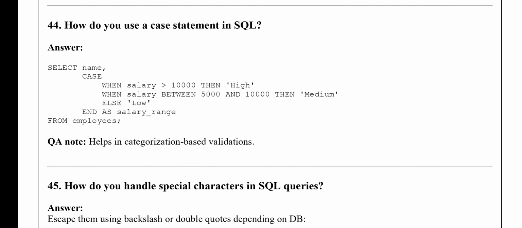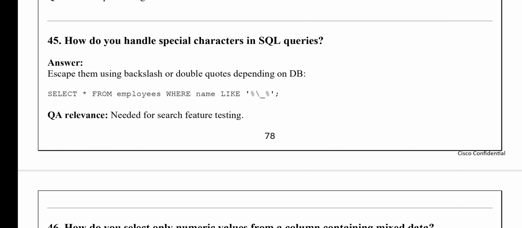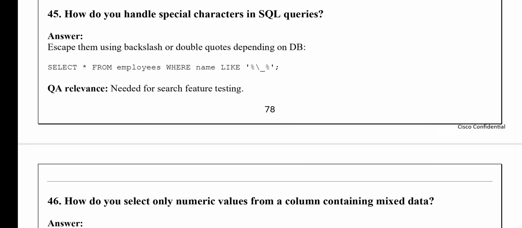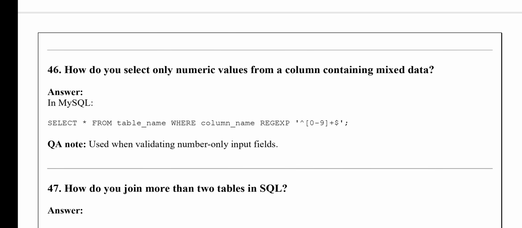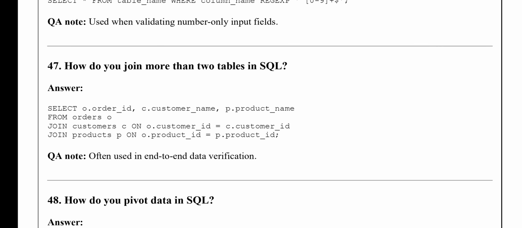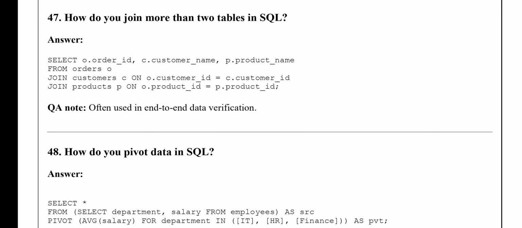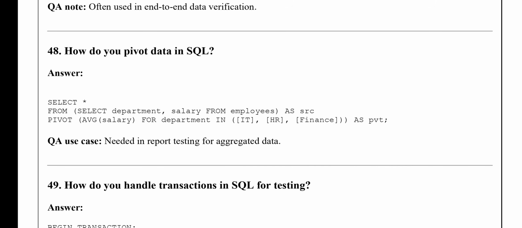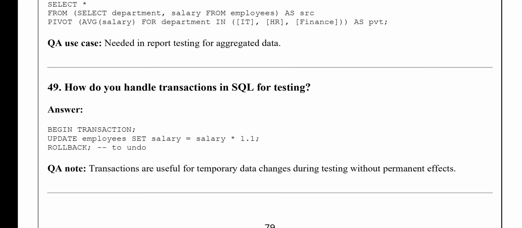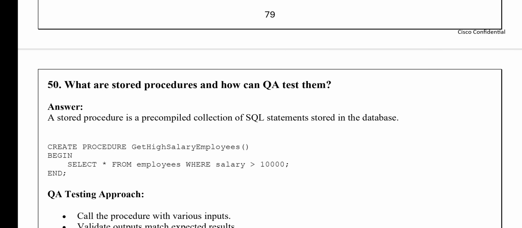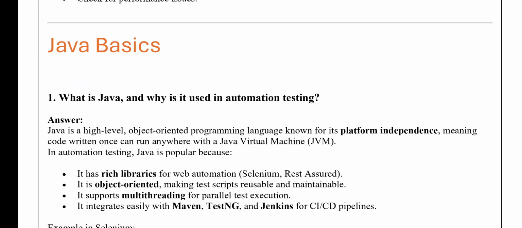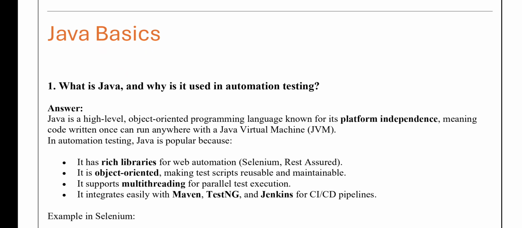How do you use a case statement in SQL? How do you handle special characters in SQL queries? How do you select only numeric values from a column containing mixed data? How do you join more than two tables in SQL? How do you pivot data in SQL? And how do you handle transactions in SQL for testing? What are stored procedures?